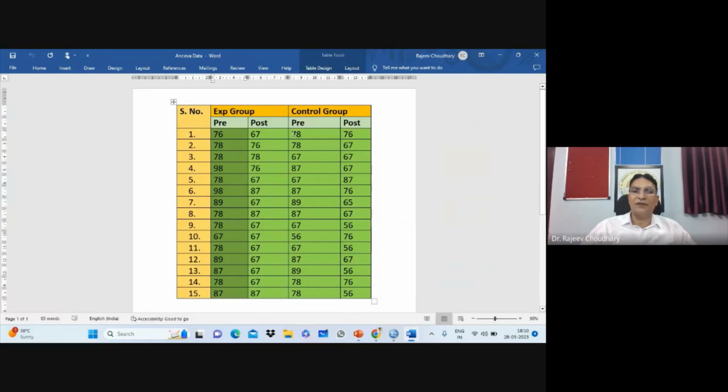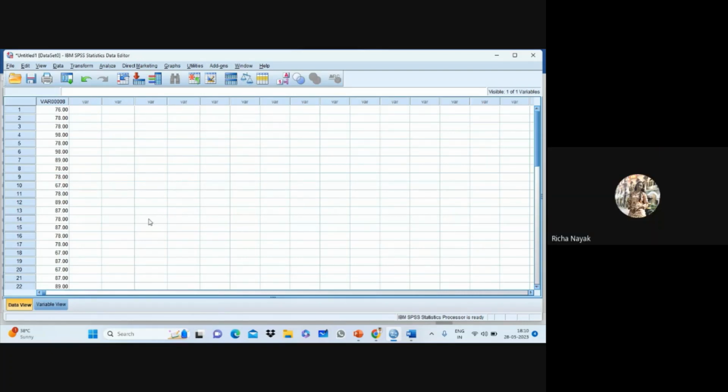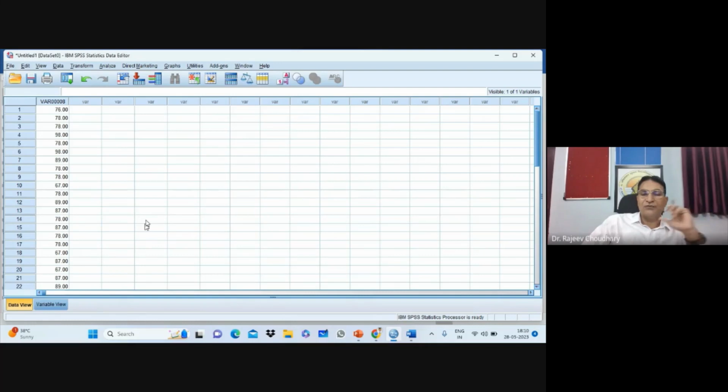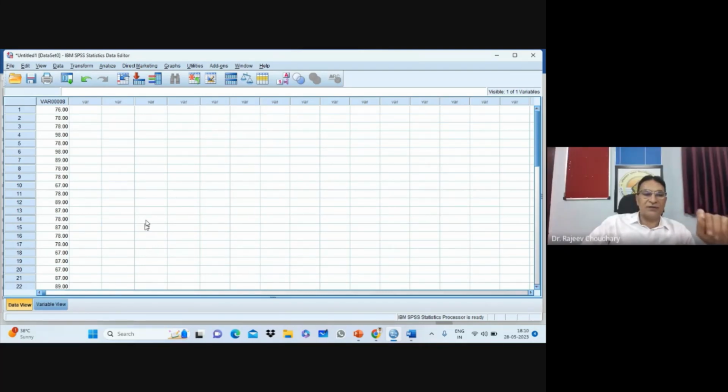Now I am copying the pre-test scores of the control group. Madam, how many pre-test scores are there? 30. The first 15 belong to the experimental group. Yes. The next 15 belong to the control group. Okay. Now we will do the same.